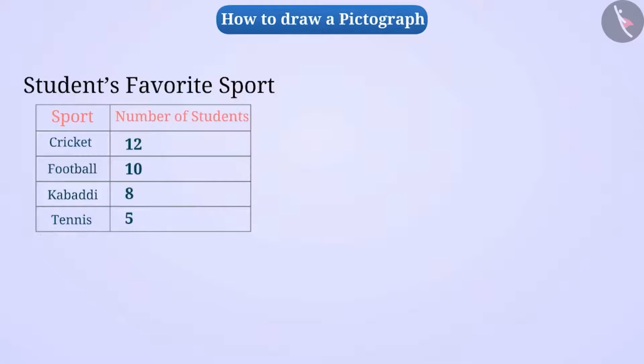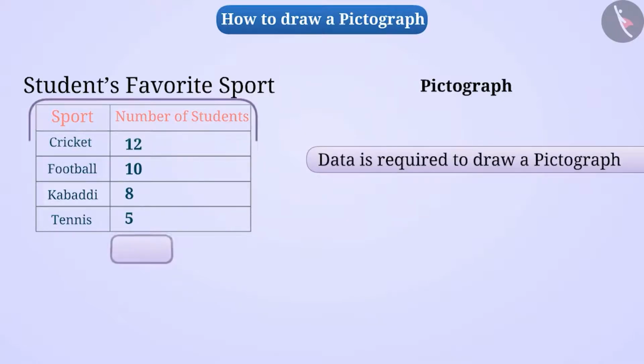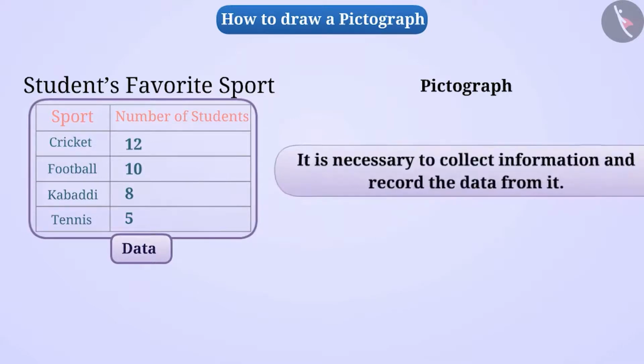Based on the choice of students in a school, the following table of the most favorite sport is drawn. Let's represent these figures with the help of a pictograph. To draw a pictograph, it's necessary to have data. Here, we are given the data, but if it is not given, then it's necessary that we collect the information related to the favorite sport and record the data from it. Now that we are given the data, we can move forward.